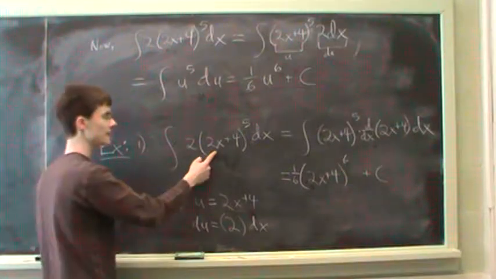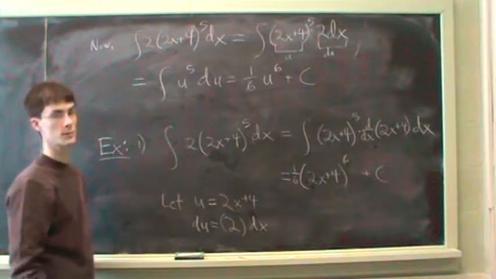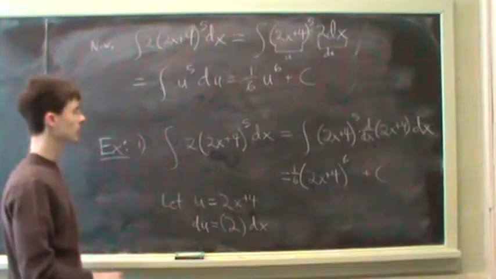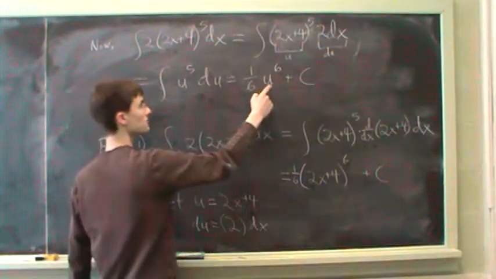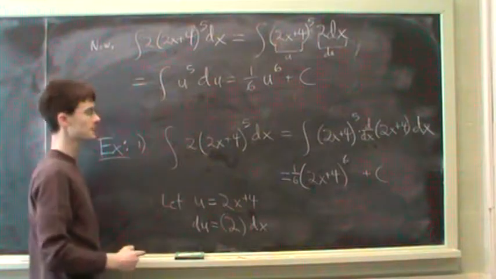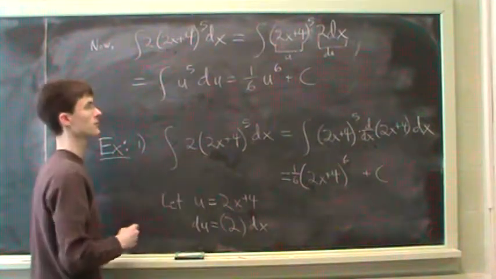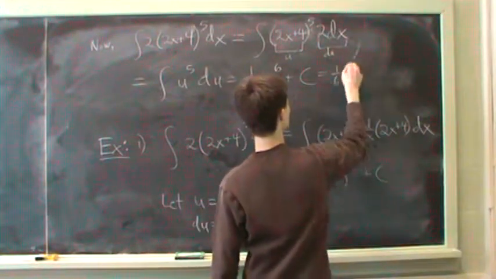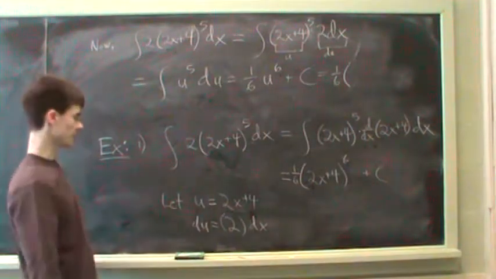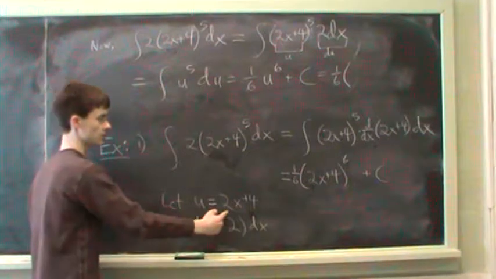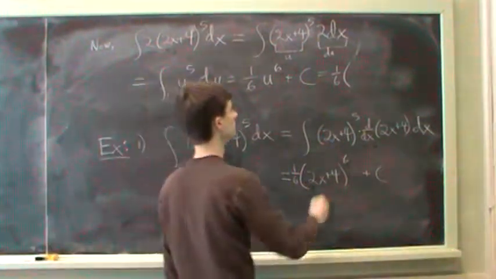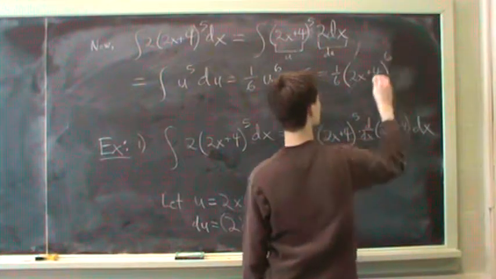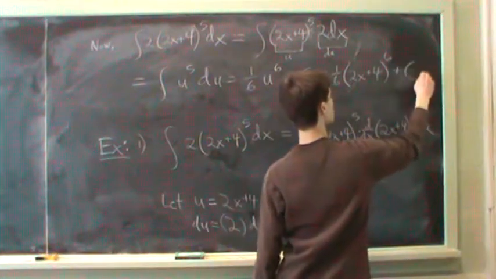So we changed from x's to u's, made the problem easier, solved the integral there, and now we're going to actually change from u's back to x's so that we get an answer to our original problem. So what is u in terms of x? U is just 2x plus 4. So we just replace u with 2x plus 4.